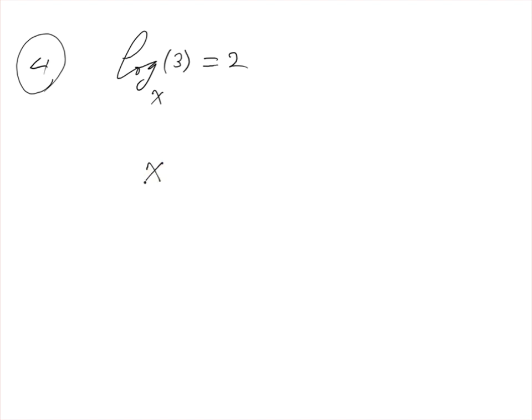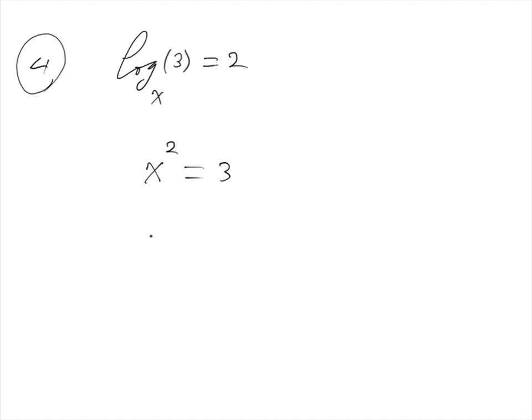So we can write x, the base. The exponent would be 2. And that is equal to 3. So 3 is the output of the exponential function, as well as the input of the logarithmic function. And that's how you relate the exponentials to logarithmic of the same base.